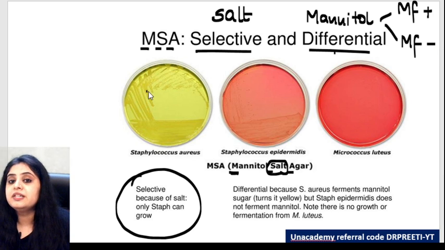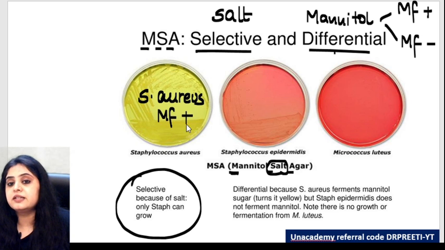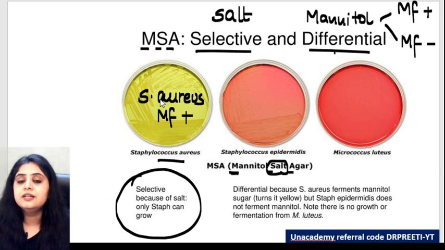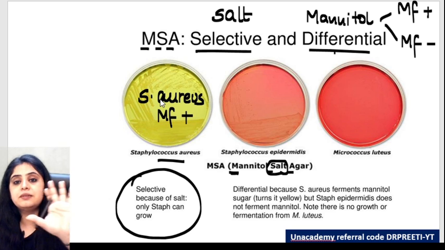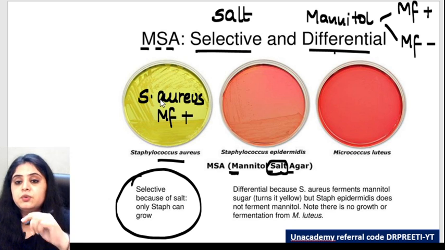So let me tell you, Staph aureus is definitely a mannitol fermenter. Can you see the color has changed to golden yellow? Everything in it is golden yellow, right? Pigment was also golden yellow. The color that mannitol fermentation gives is also yellow.